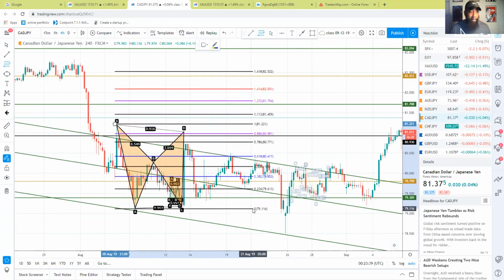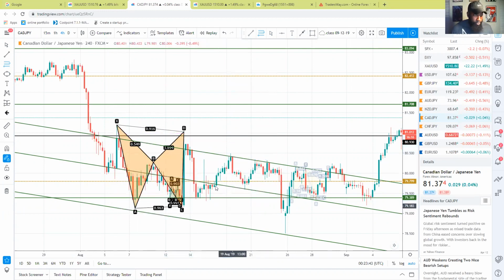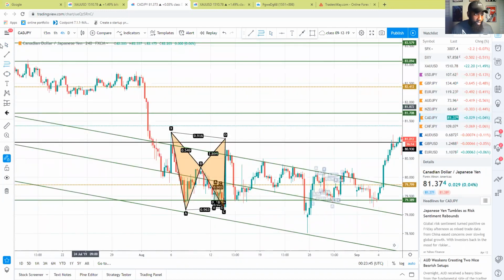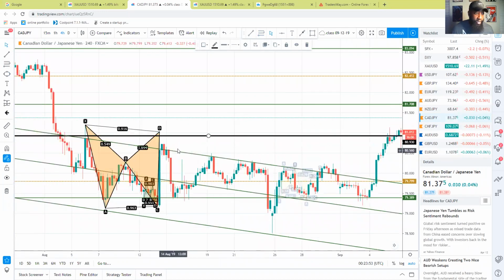This is a bat pattern. So the bat pattern's entry is 886. Look, 886 is at a daily level of resistance. So right here I have a daily level of resistance, and I have a diagonal trend line. No, they're not at the same spot exactly, but I know that if I have my entry up here at 886, there's a high probability that price is going to reject off one of these.